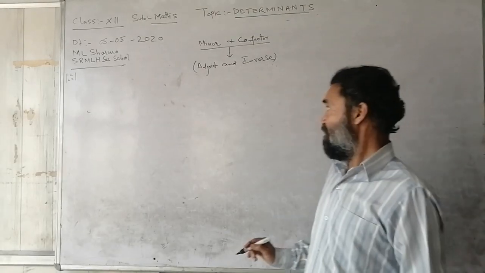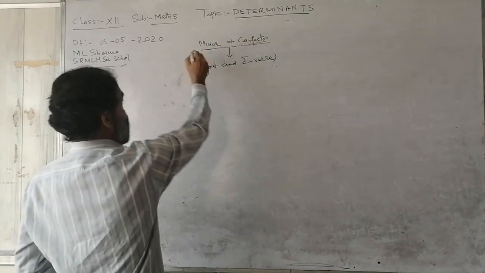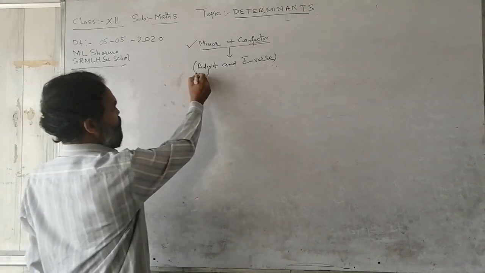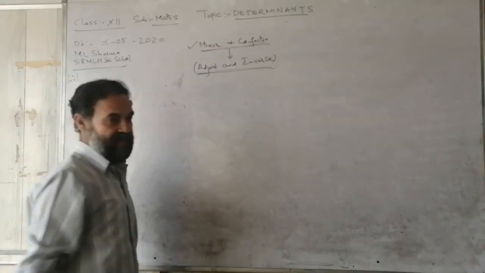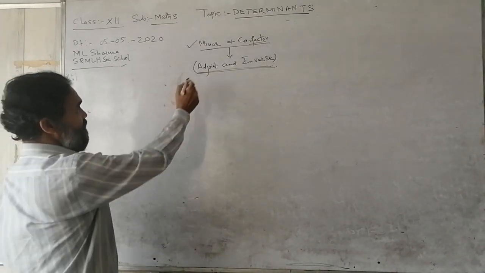Welcome back. Today, after minors and cofactors, the next topic in determinants is the adjoint and inverse of a matrix.